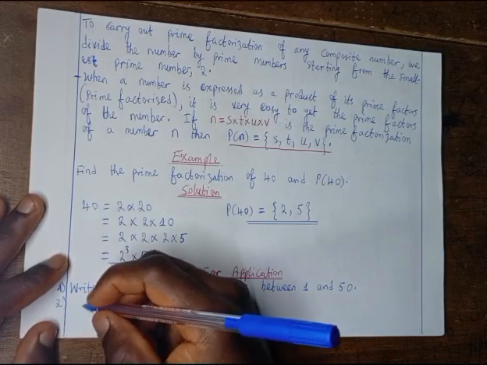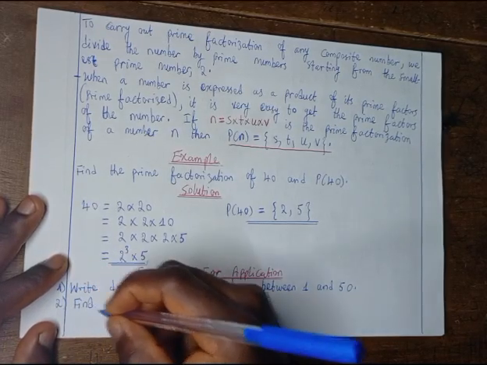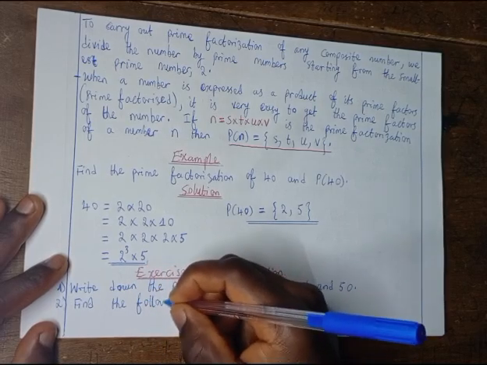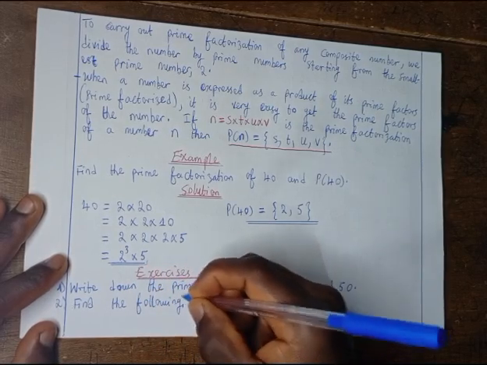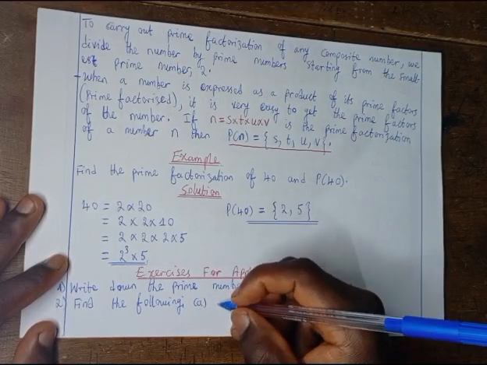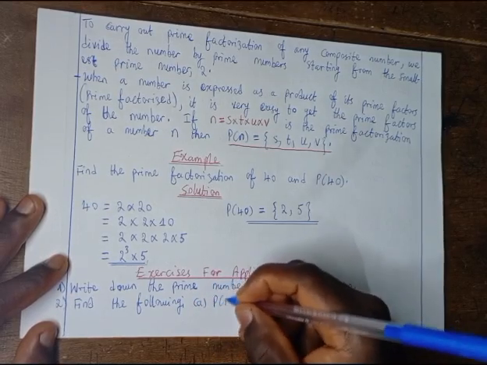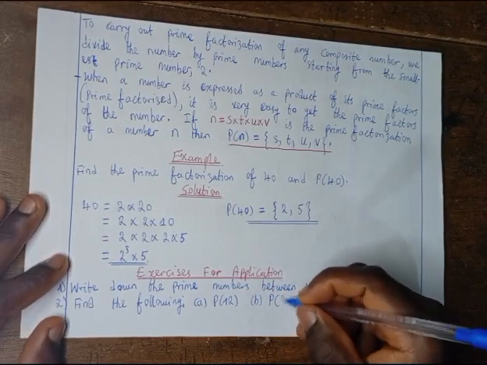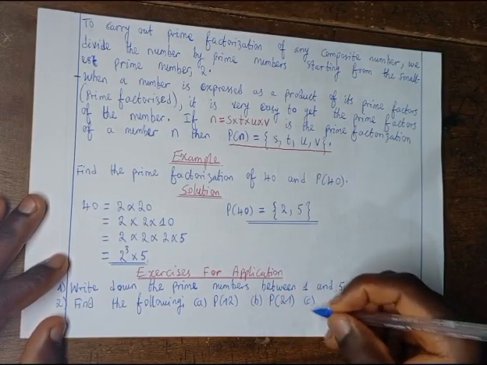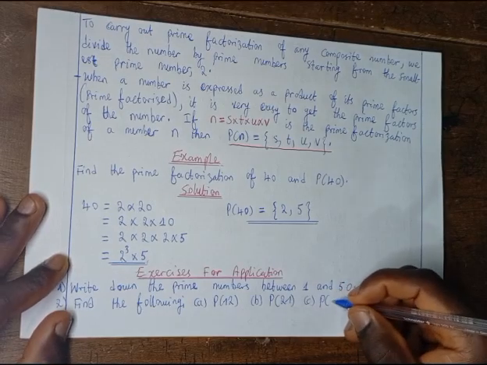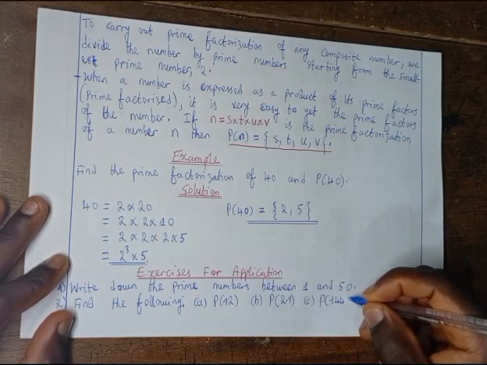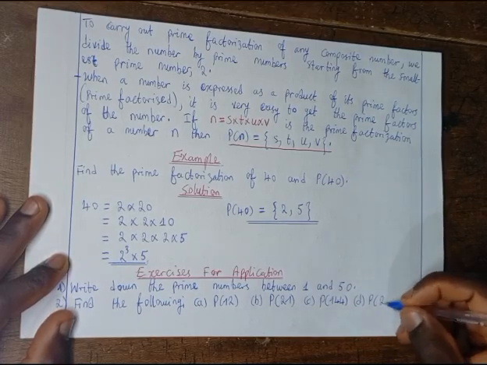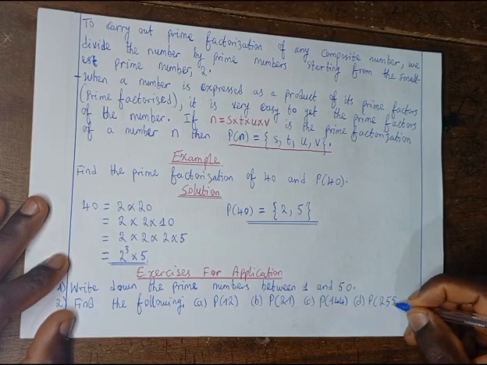Question 2 says find the following. For A, we have to find P of 12. For B, we have to find P of 21. For C, we have to find P of 144. And lastly, for D, we have to find P of 255.